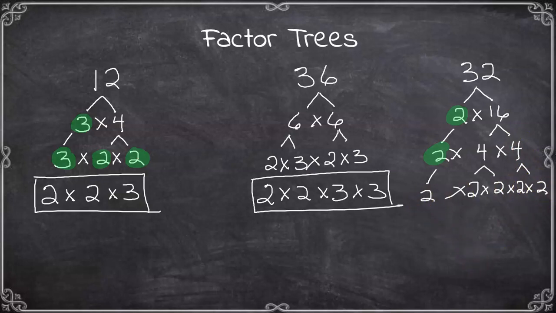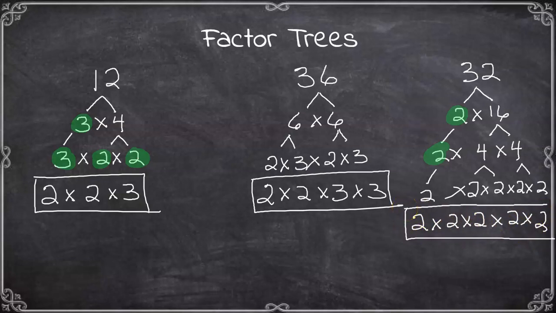Okay, so I'm left with all prime numbers here, and they're all 2s. And so the prime factorization for 32 is 2 times 2 times 2 times 2 times 2. And eventually you'll use exponents, but we're not going to worry about that today. All right, so let's look at another method.